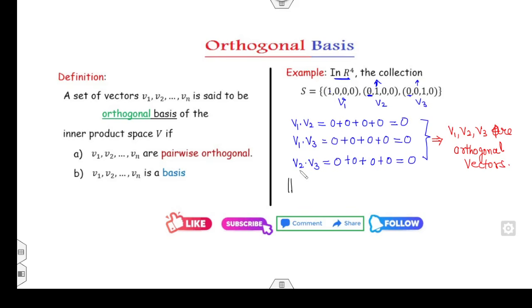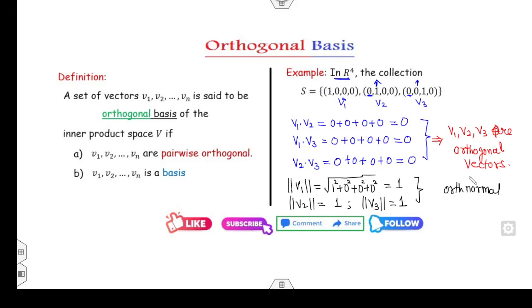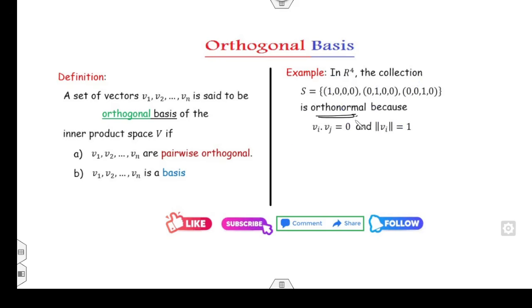Now you can find the norm. What is the norm of v1? It is 1 square plus 0 square plus 0 square plus 0 square. So that comes to be 1. Similarly, the norm of v2 is again 1. The norm of v3 is again 1. What does it imply? That means the set of vectors is orthonormal. So therefore, the given set S is orthonormal.